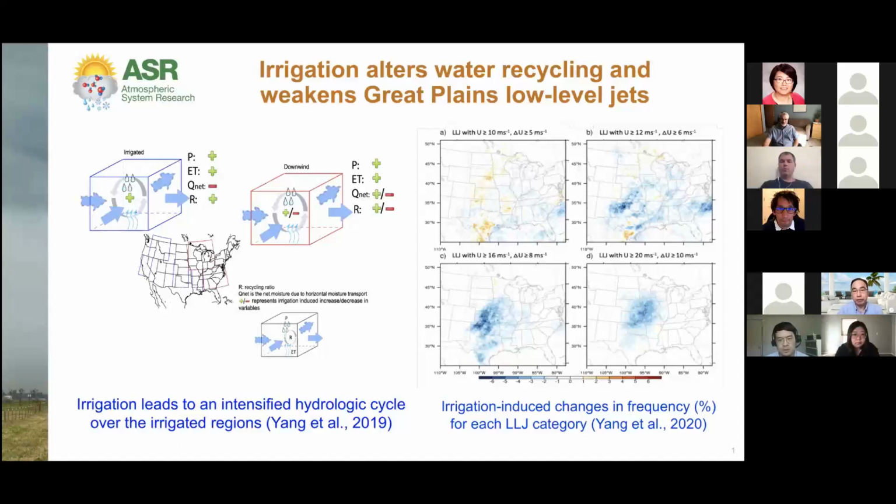We can see, especially for those intense ones, the change in frequency of the low-level jet is pretty large, basically a reduction. And because irrigation induced the surface cooling and the middle level trough can decrease the favorable condition for forming the low-level jets. So next slide.